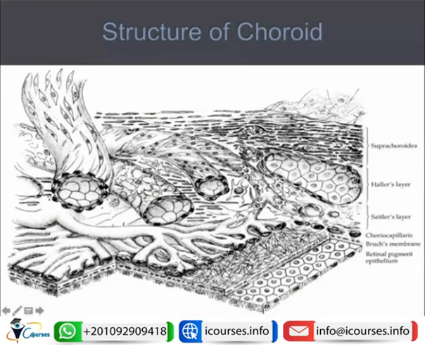So the basement membrane of the choriocapillaris will form the most outer layer of the Bruch's membrane. Then the other layers will be outer collagen, middle elastic, inner collagen, and the inner basement membrane of the retinal pigment epithelium.